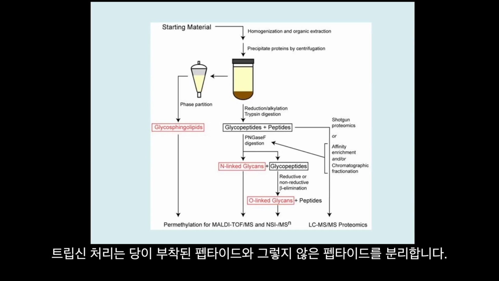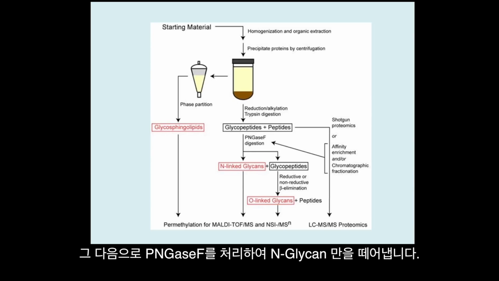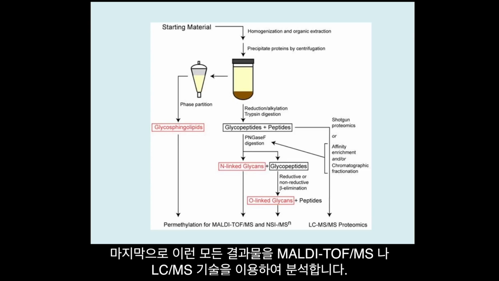Trypsin digestion is utilized to separate the glycopeptides from non-glycopeptides for the interest of this study. And then, the peptide sample will be further processed by peptide-N-glycosidase F, also known as PNGase F digestion, which is specifically useful to separate N-linked glycans from other types of glycans. And finally, all of these processes will be analyzed using multi-stage MS-MS or LC-MS technology for glycan localization within the peptide and its saccharide structural composition.